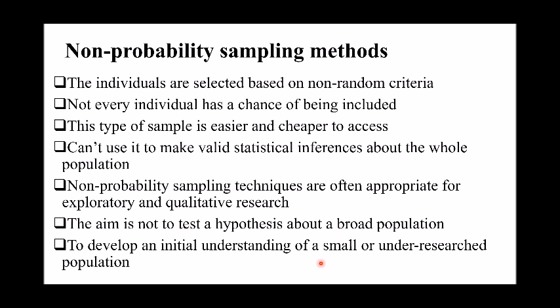Now, non-probability sampling is non-randomized. Not every individual has the same chance of being selected, but it's easier to do. It's cheaper, but you cannot do statistical tests on it. Usually we use it just for exploratory work before we do the randomized research. It's not quantitative, it's qualitative. The aim is not to test a null hypothesis.